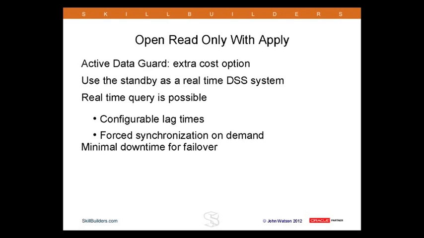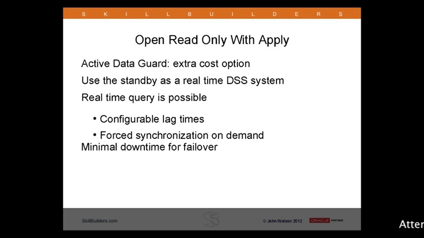Because previously you would need to license 2 machines. You would have one machine which you would use as a physical standby applying redo in mount mode, and that would give you your fault tolerance. A second machine you would have to license and use as a logical standby, which you could open as a real-time data warehouse. By using the open read-only with apply option, the one licensed machine can fulfill both functions.